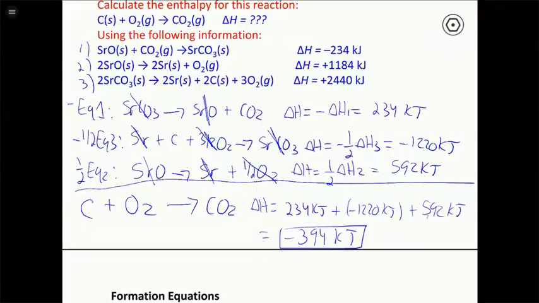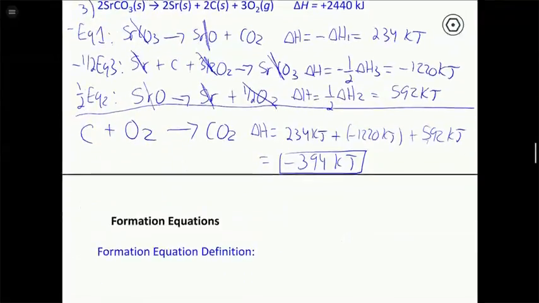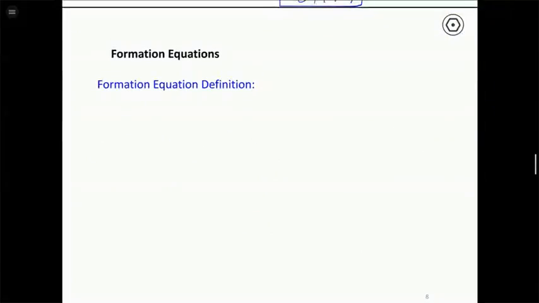So there's a more systematic way to do this, which is what's called formation enthalpies, using what are called formation equations. So instead of just using random chemical equations and adding them together using Hess's law to find unknown delta H's, we're going to use what's called enthalpy of formation, which is a lot more direct way of going about it. So let's first define what a formation equation is.